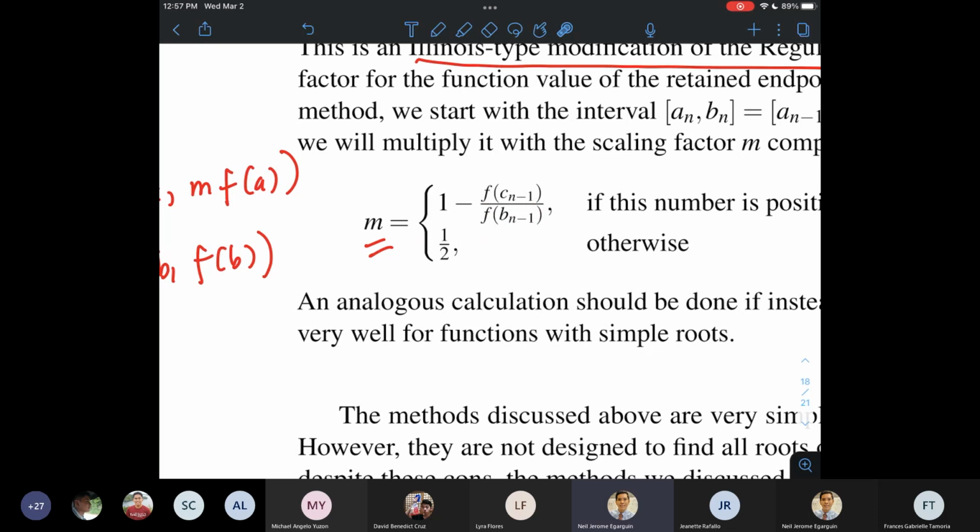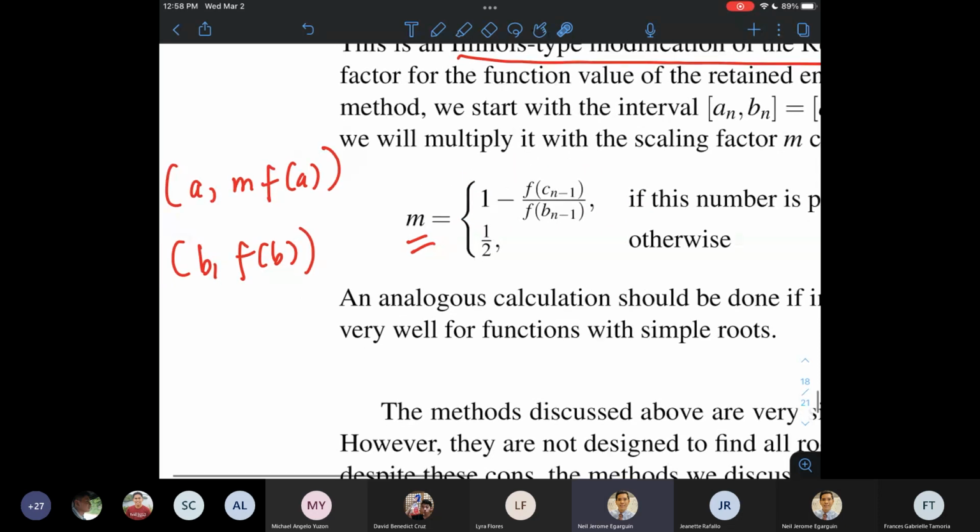Tapos pag minus mo siya kay 1, ang sagot ay positive, then that's gonna be your scaling factor. But if this guy is negative, may problema. Pag nag-negative ito, ibig sabihin, malilipat sa kabilang part ng x-axis yung function value. Hindi na magkakaroon ng opposite signs, wala na tayong makukuhang root para dun sa linear approximation. So otherwise, if this is negative, you cannot use it as a scaling factor kasi yun nga, mababiolate yung opposite signs ng f of a at saka f of b.